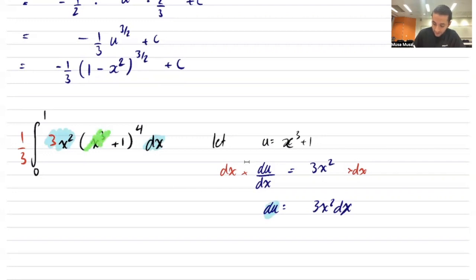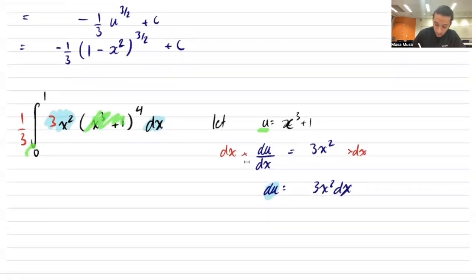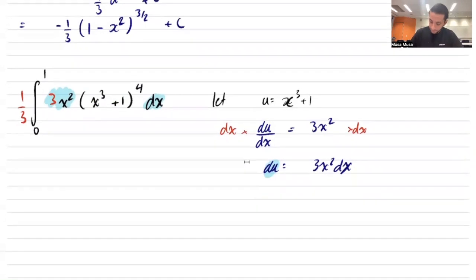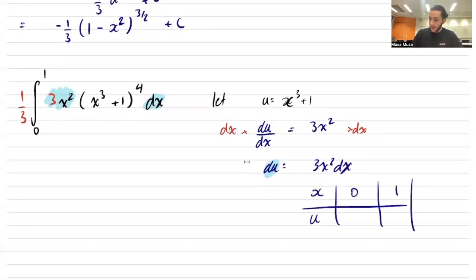I have a replacement for this x cubed plus 1. It's just u, but I need to replace these limits. So this is the extra thing you've got to keep in mind for definite integrals. You have to change the x limits into u limits. So we're going to set up a little table. We're going to say this is an x, this is u, and we're going to chuck in our limits. So 0 and 1. Oh yeah, when x equals 0, u equals 1, and when x equals 1, u equals 2. So you're basically just subbing it into this to find the u limits.